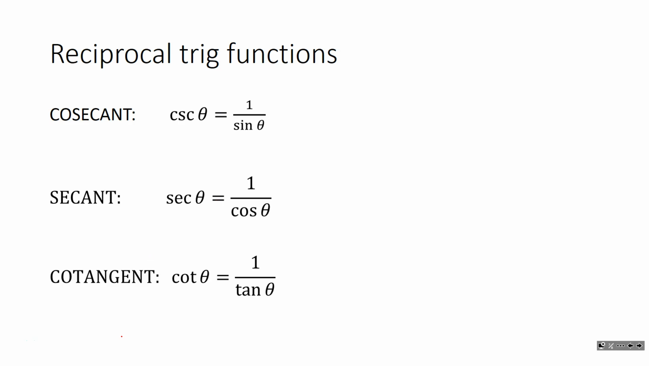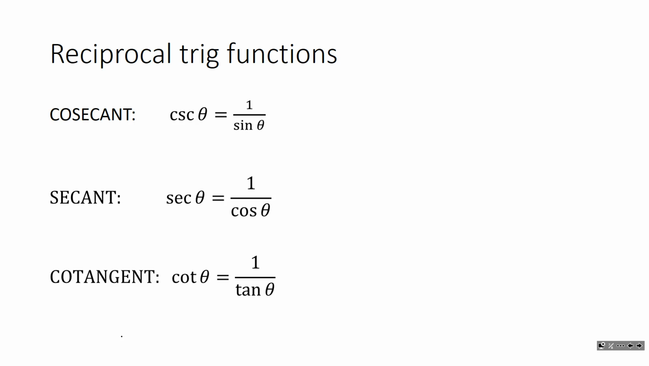Now for the last of the 6 trig functions. They're really reciprocal trig functions. They're just reciprocals of the ones that I showed you previously. First, the cosecant, notice the abbreviation CSC. It's the reciprocal of the sine. Meaning if you know what the sine is, you just invert it. Take the reciprocal and you'll have the cosecant. Secant equals 1 over the cosine. Look at the abbreviation. And cotangent equals the reciprocal of the tangent.